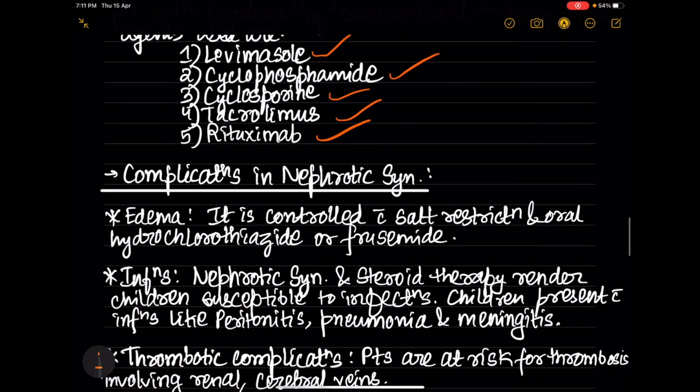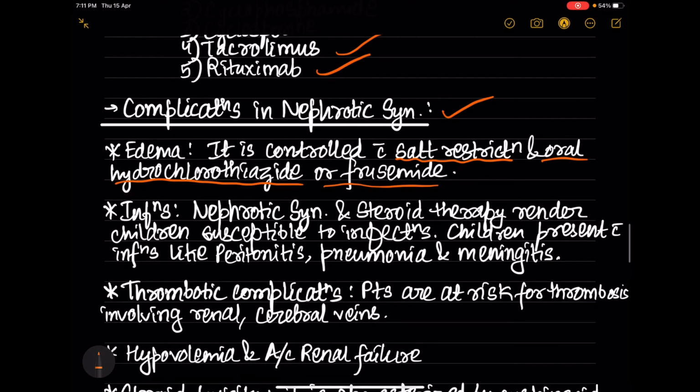Now coming to the complications of nephrotic syndrome. So first is edema. It is usually controlled with salt restriction and oral hydrochlorothiazide or furosemide, that is basically diuretics. Then infections. Nephrotic syndrome and steroid therapy render the child susceptible to infections. So the child can usually present with several infections like peritonitis, pneumonia and meningitis.